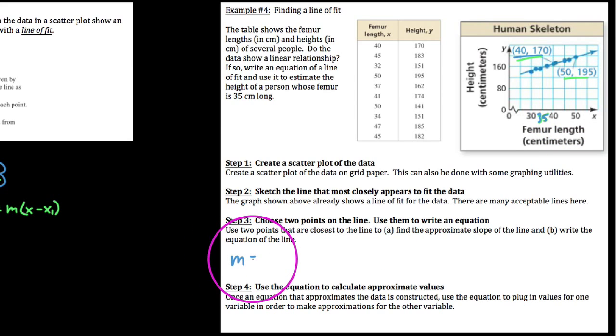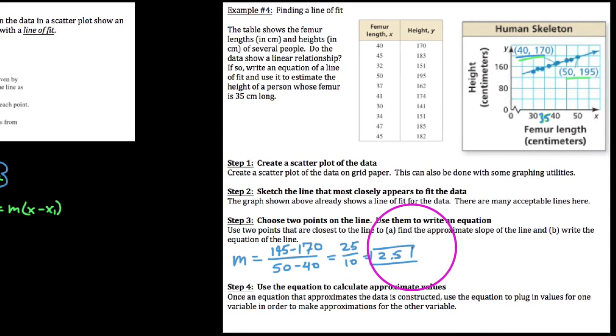So to find the slope, remember slope is change in y over change in x. So I'm going to say 195 minus 170, it's our y2 minus y1, and then we'll take 50 minus 40 for our change in x. And what we end up with is a slope of 25 tenths. In other words, we get 2.5. I'm going to put a box around this.